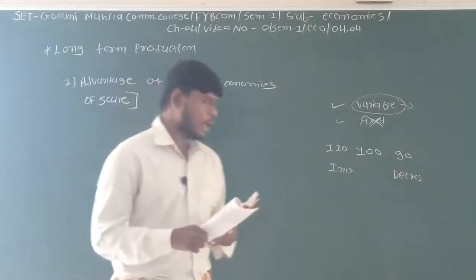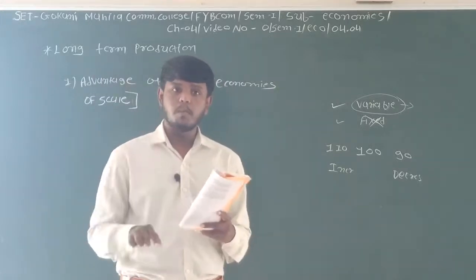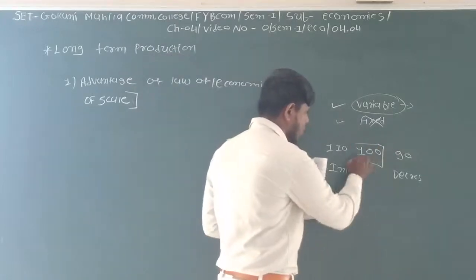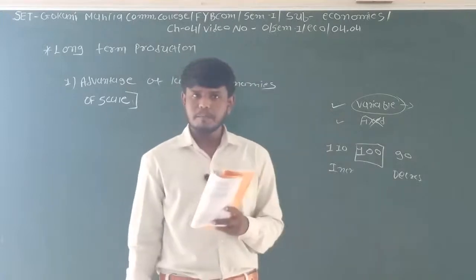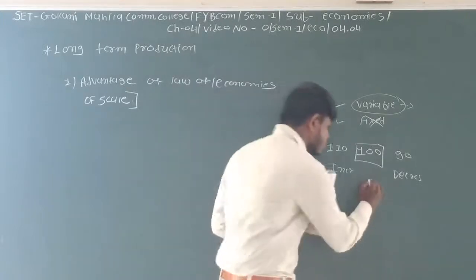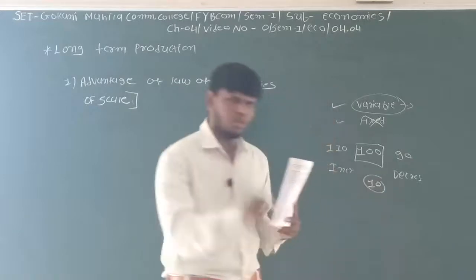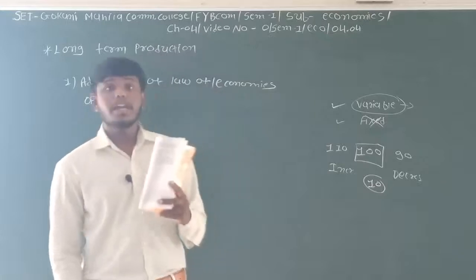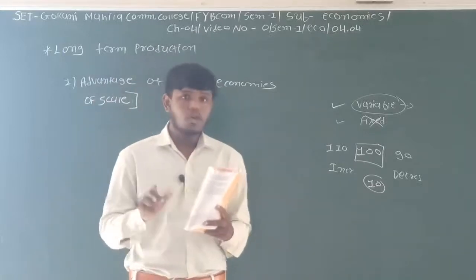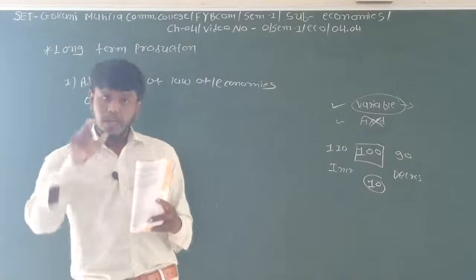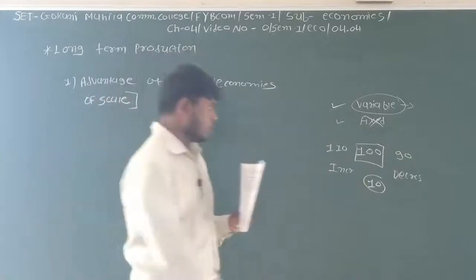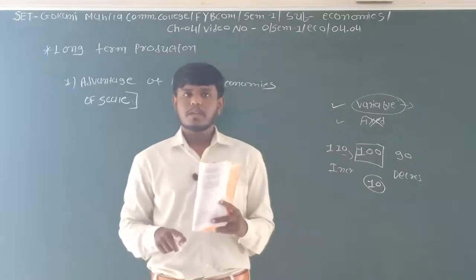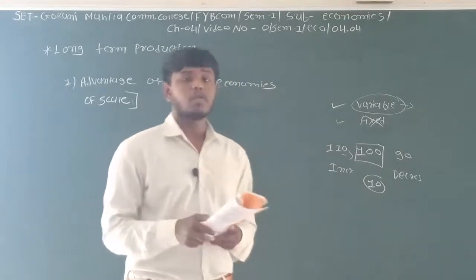If you are adding more factors of production, for example, when your output is 100, at that time your factors of production are 10, including all the factors: land, labor, capital. When you are adding more factors of production, no matter what the factor is, and the output is increased, this is called economies of scale.